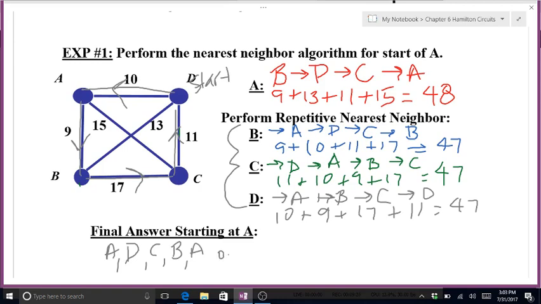Okay, or you could have gone with the one that started at C. And when we rewrite that one, we have to go to that middle point because again we have to start at A. So A, B, C, D, and back to A.